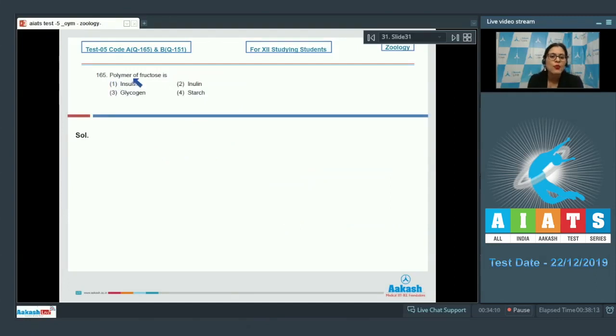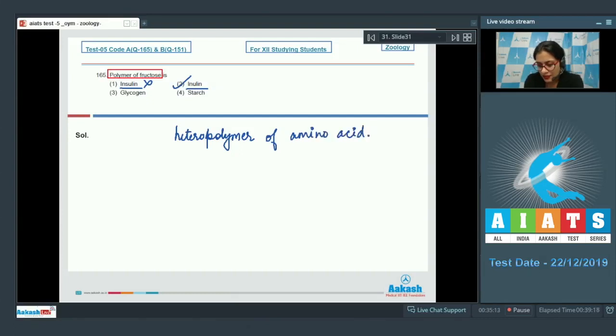Question number 165. Polymer of fructose is, and the options are insulin, inulin, glycogen, starch. The correct answer to this question is option number 2, inulin, which is a polymer of fructose. Let's discuss rest of the options. The very first option is insulin, and this cannot be a correct answer to our question. Insulin is a proteinaceous biomolecule which is a heteropolymer of amino acids.